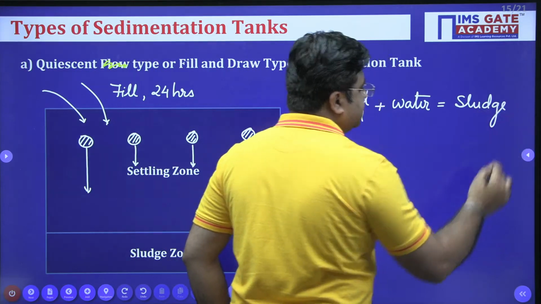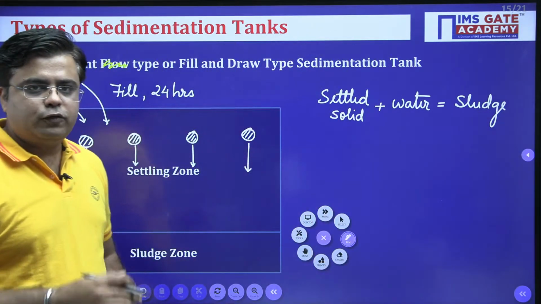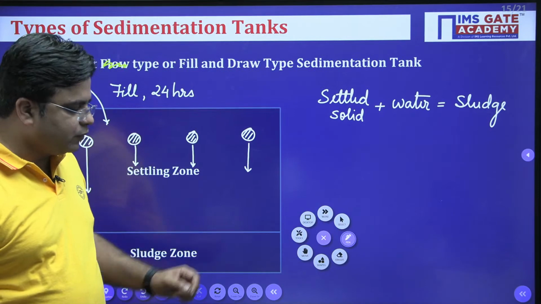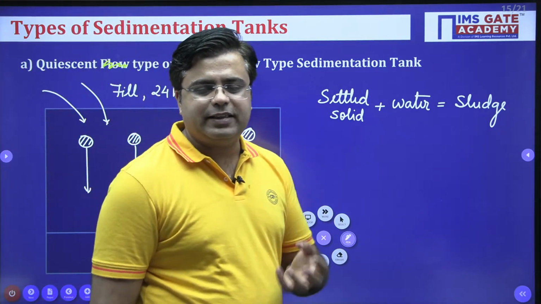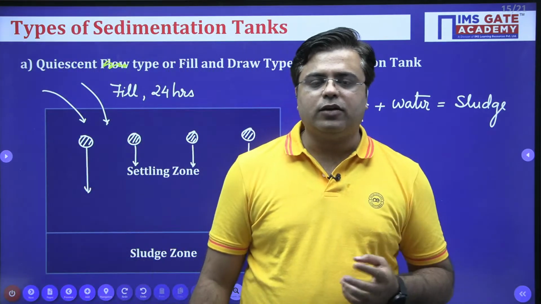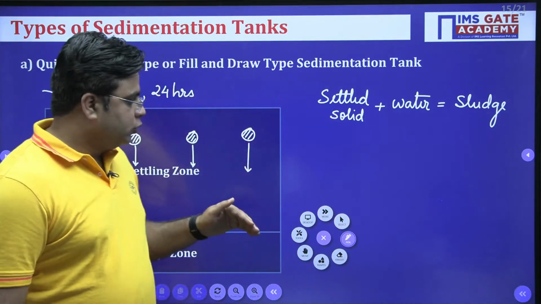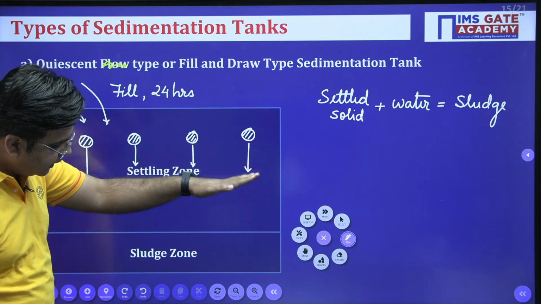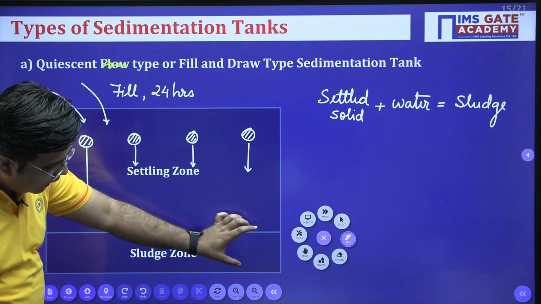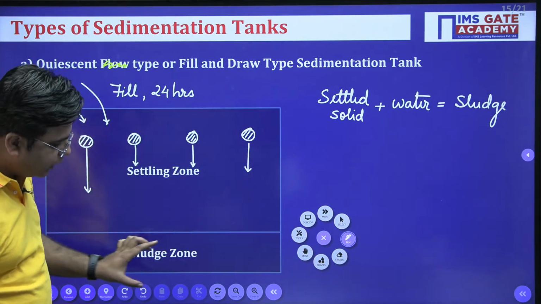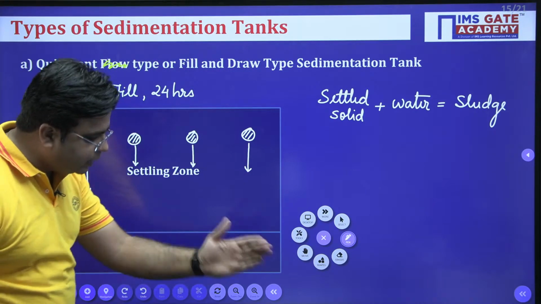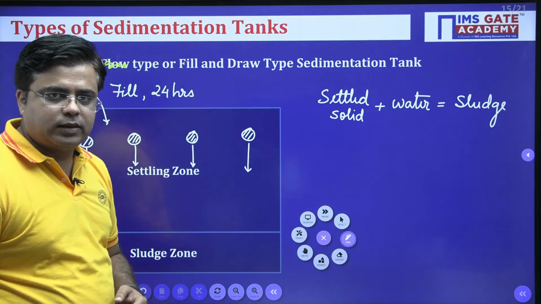Sludge is basically a mix of these settled solids along with water. They form slurry, right? Thick slurry, which contains a lot of these settled solids, which are removed from the water. So these solids settle at the bottom of the tank, and this bottom zone is known as the sludge zone, from where these solids are removed from the system.